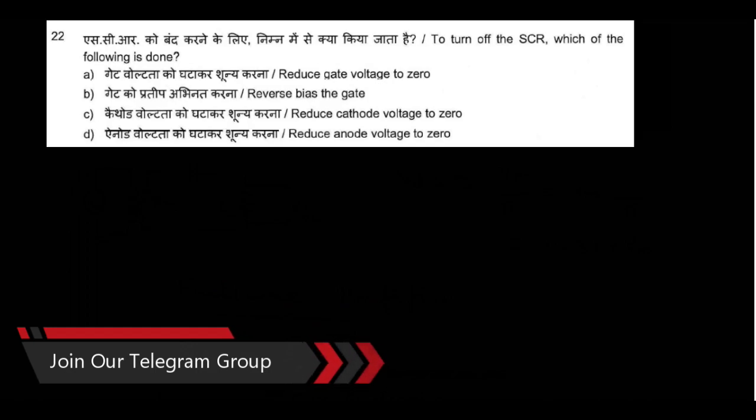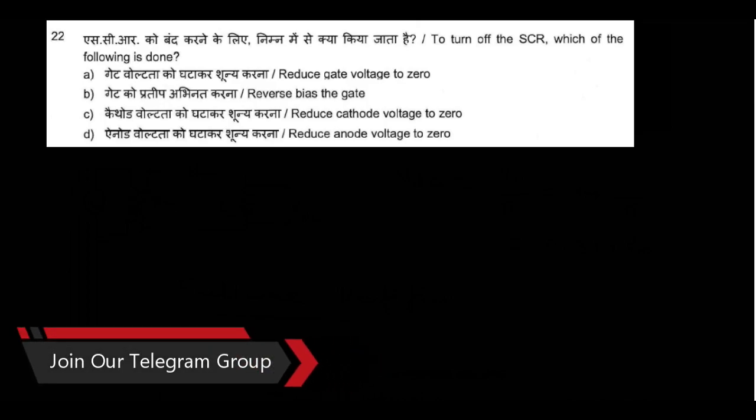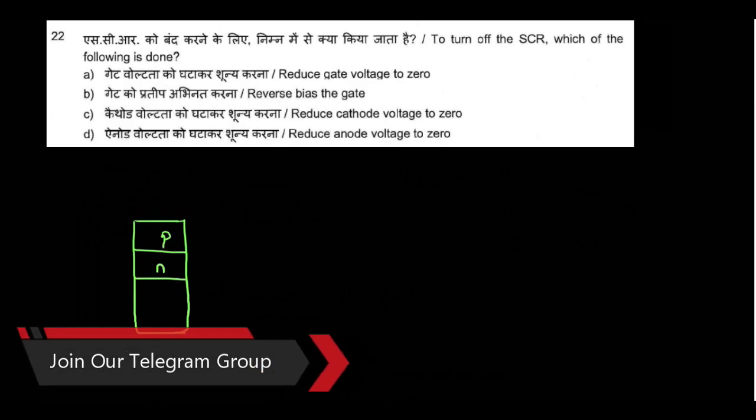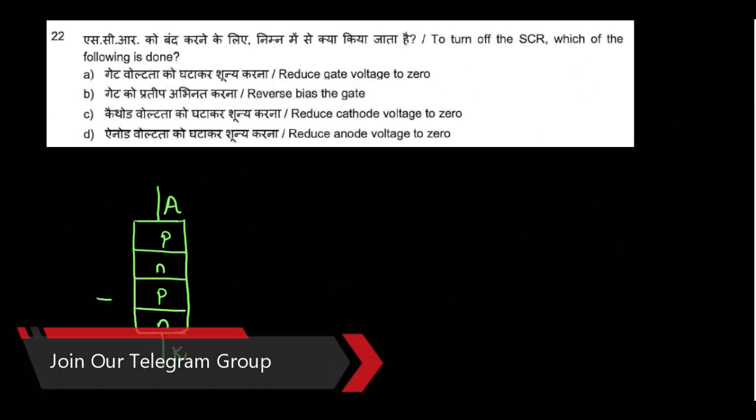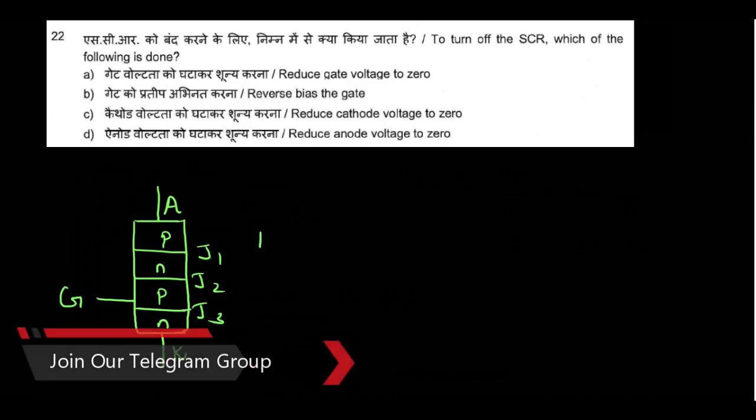Next question. To turn off the SCR, which of the following is done? So I'll give a little bit of an introduction to the SCR. SCR consists of PN junctions. That is 2 diodes connected back to back, PN. And this is the anode, this is the cathode, this is the gate. So it has got how many junctions? J1, J2, J3. And how many layers are there? It's a 4-layer device.